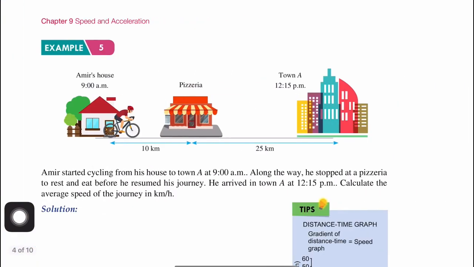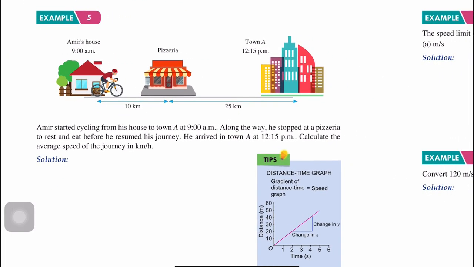So now let's look at the first example. Example 5. Amir started cycling from his house to town A at 9 a.m. Along the way, he stopped at a pizzeria to rest and eat before he resumed his journey. Dia basikal, berhenti kejap, makan dan berehat, ambil tenaga. And then he arrives in town A at 12:15 p.m. Calculate the average speed of the journey in kilometer per hour.